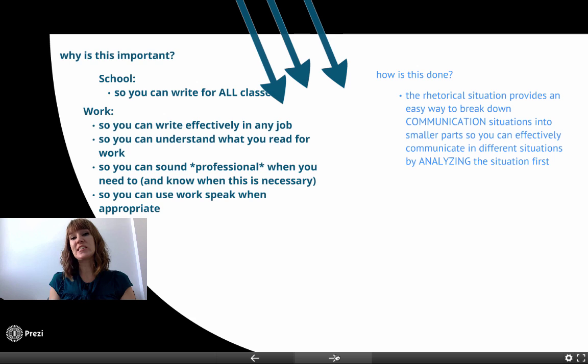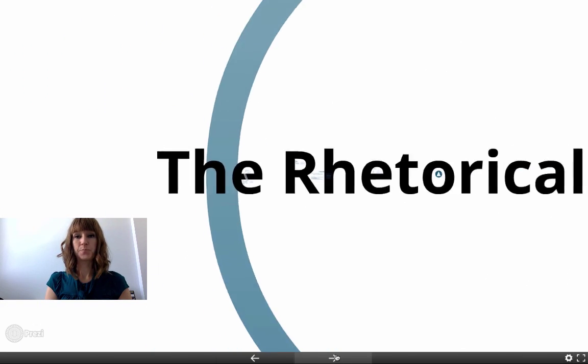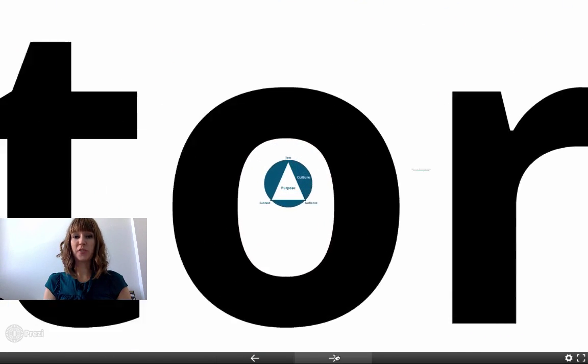So how is this done? The rhetorical situation provides an easy way to break down communication situations into smaller pieces so you can start to get an idea of what are the different pieces that I need to account for when I send this particular message. So let's go over what the graphic looks like.